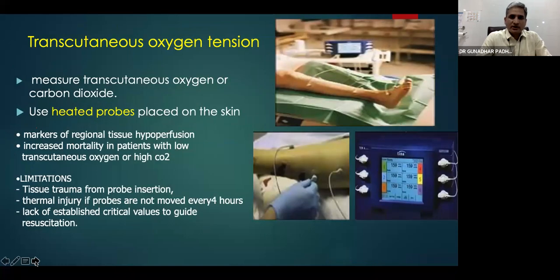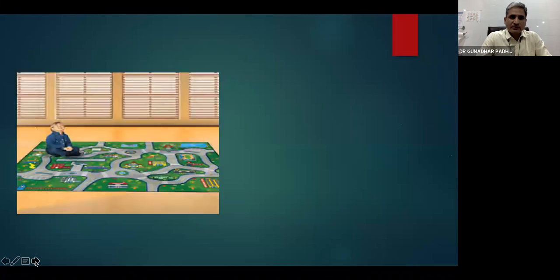But all these monitors actually lack significant validity and reliability. They have to be correlated with other parameters. Transcutaneous oxygen tension is also sometimes measured, but it is a little bit invasive technique, and you have to insert your probe into the subcutaneous place to measure the subcutaneous tension. So with this, this is my last slide. Monitoring tools are many.